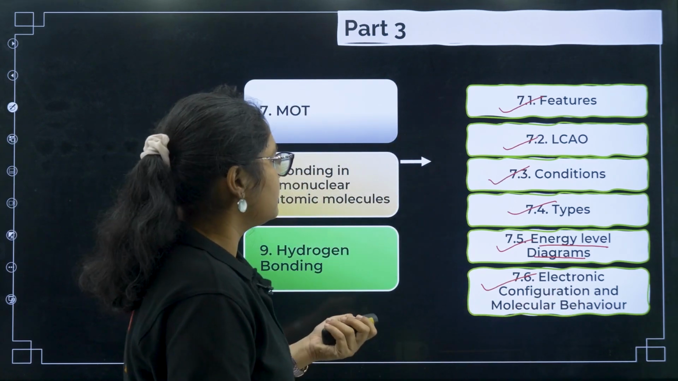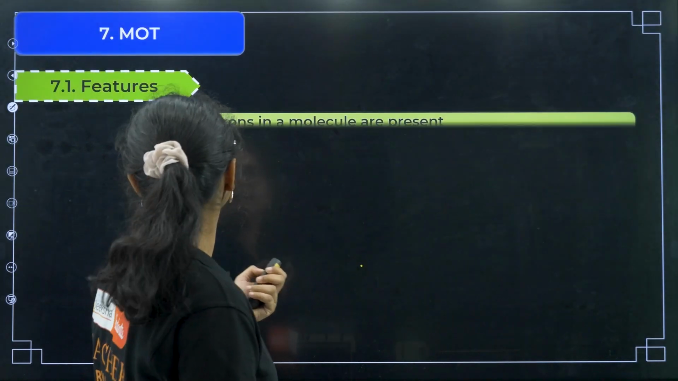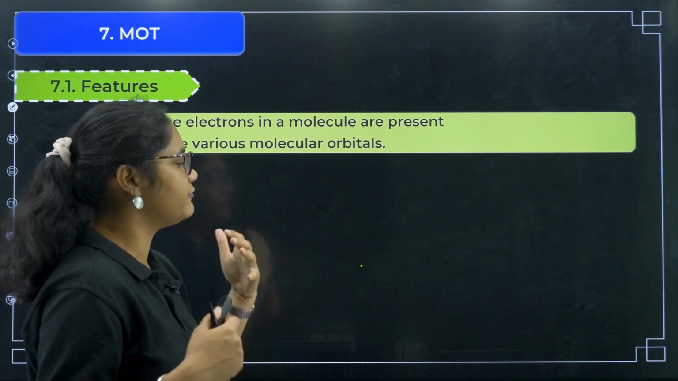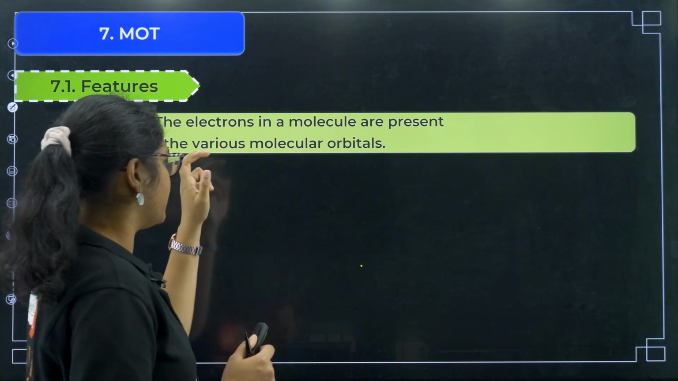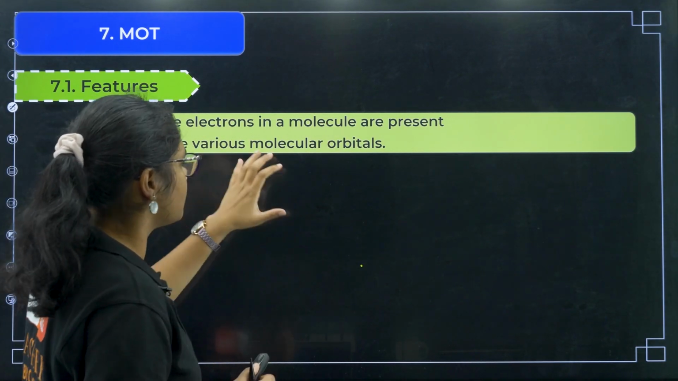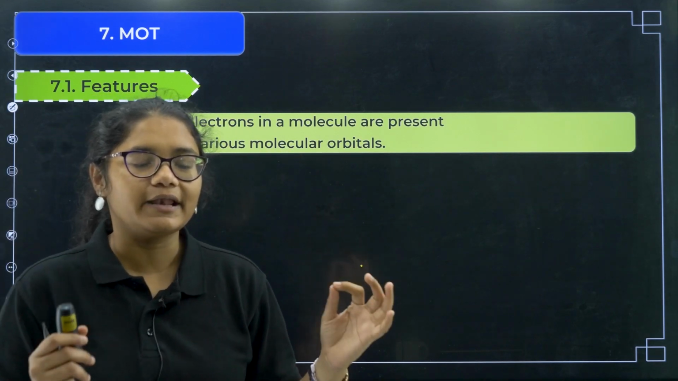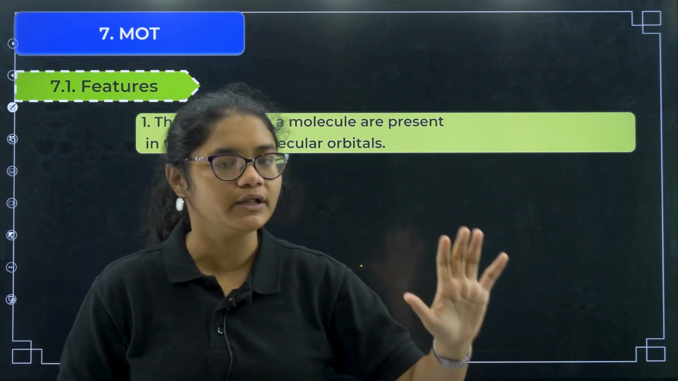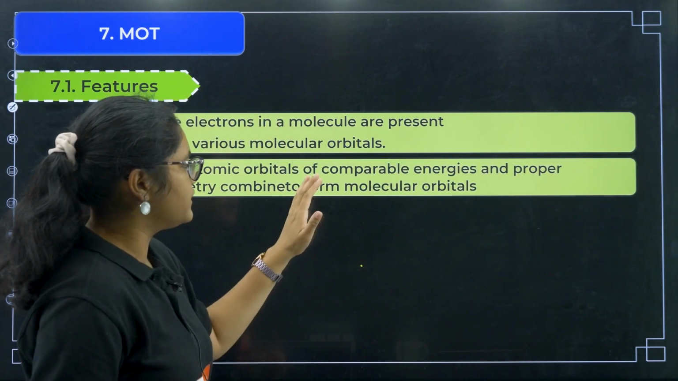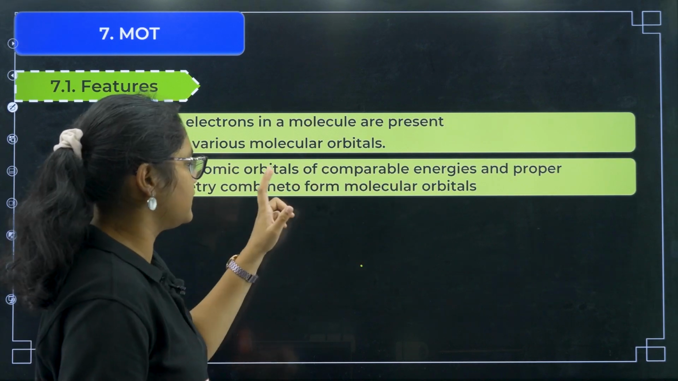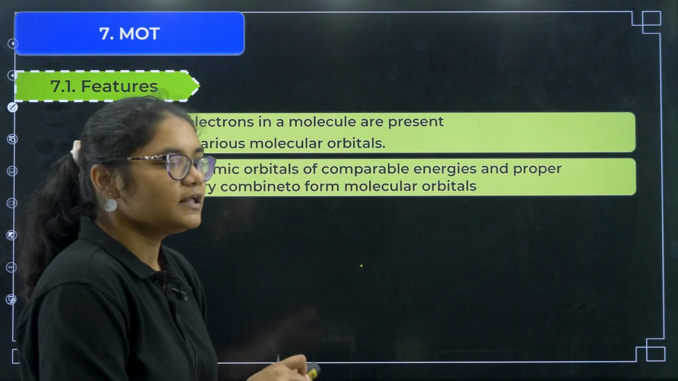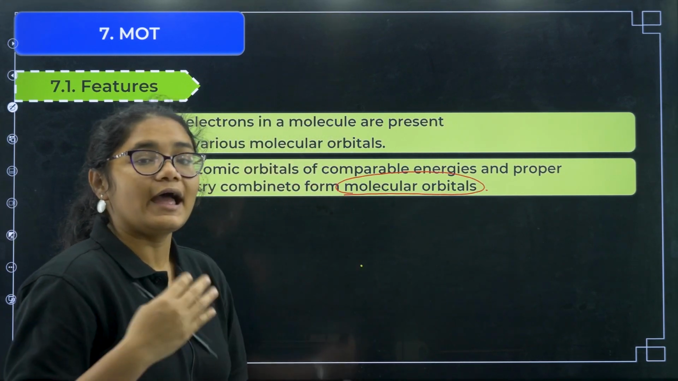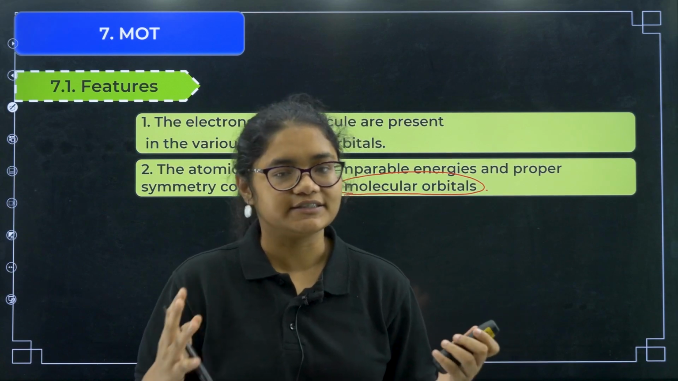Under the features of MOT, the first thing is that the electrons in a molecule are present in various molecular orbitals, like how in atoms the electrons are present in atomic orbitals. Next, atomic orbitals of comparable energies and proper symmetry combine to form molecular orbitals. So these atomic orbitals should have similar energy and shape.